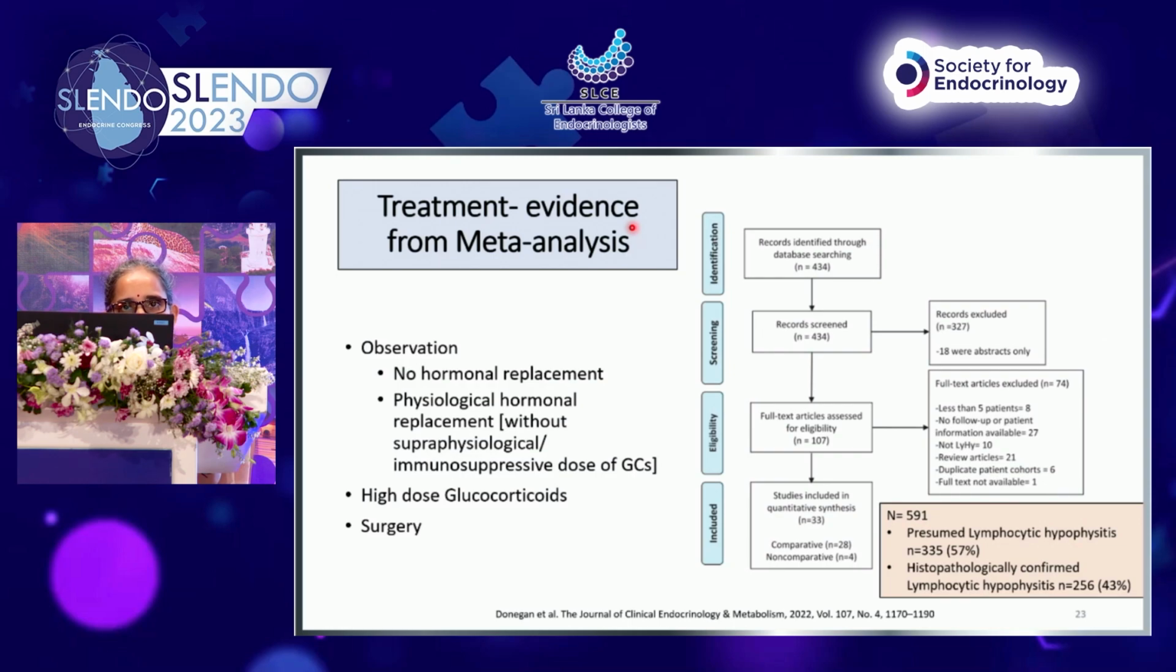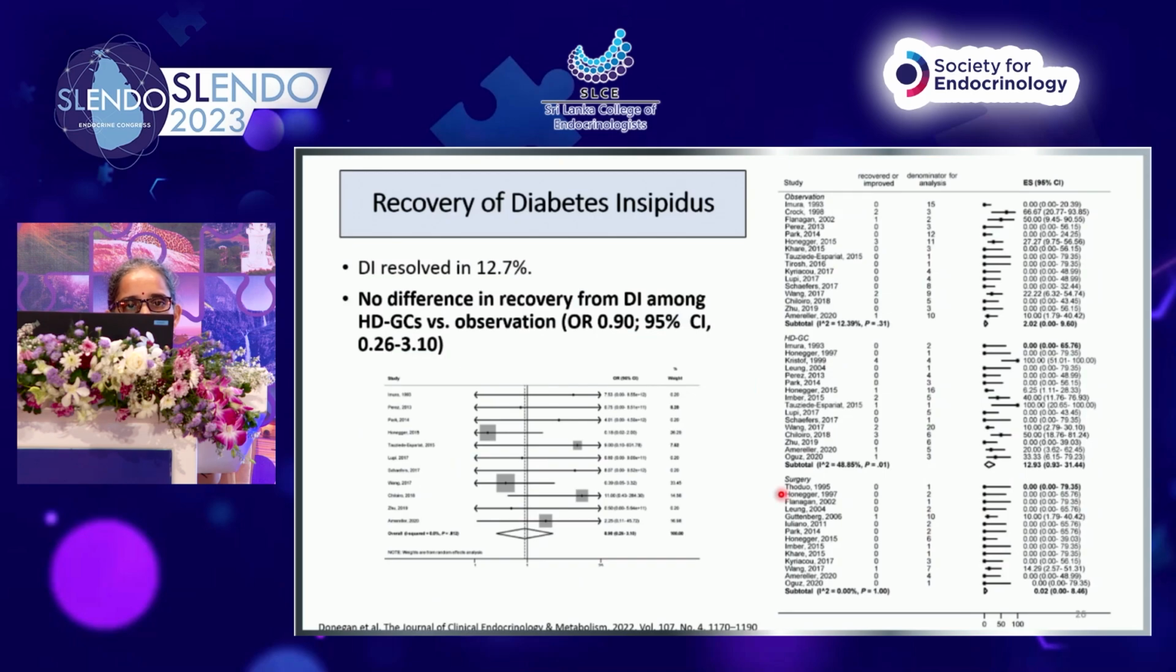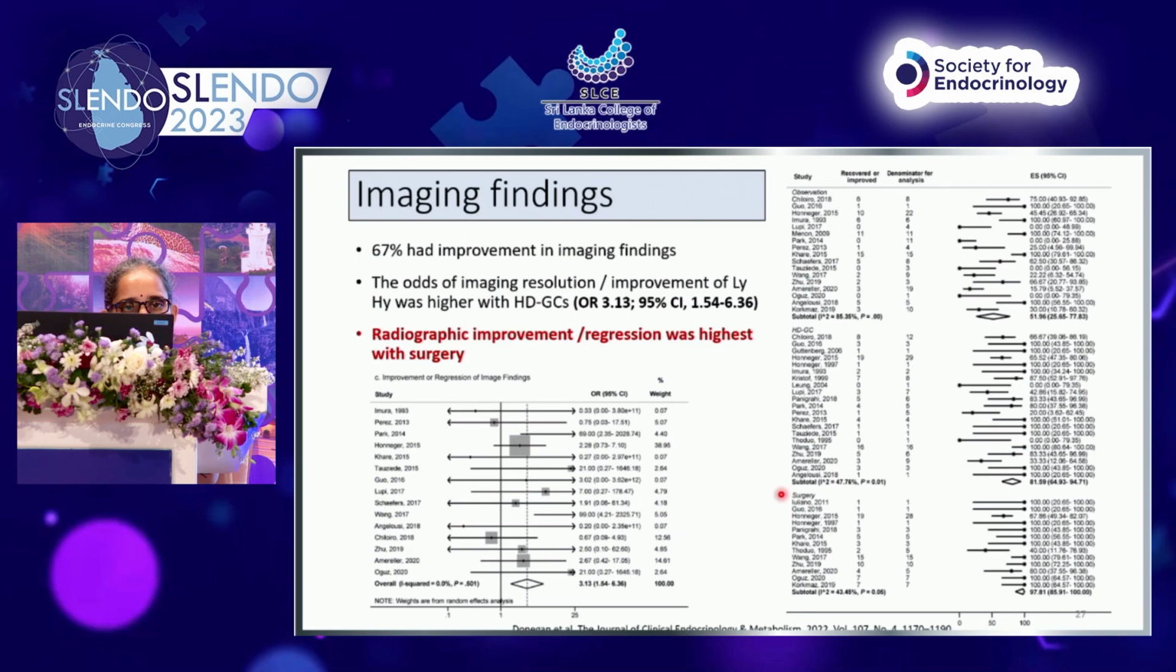Again, looking at this data from a meta-analysis of 33 studies, which reported the data of 591 patients. 42% were treated with observation, 28% with high-dose glucocorticoids, and 30% with surgery. Again, anterior pituitary hormonal function improvement was noted in a larger proportion of patients who were treated with high-dose glucocorticoids. There was no significant difference in the recovery of diabetes insipidus among those treated with high-dose glucocorticoids or replacement glucocorticoids or other strategies. Radiological improvement was higher among those who had surgery as expected.